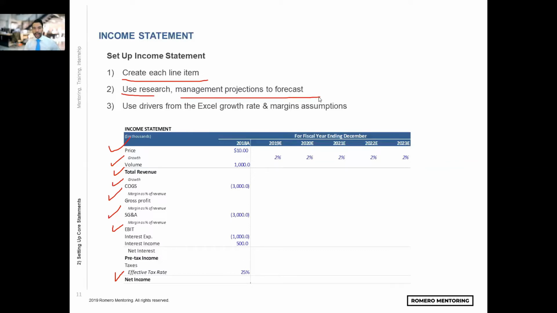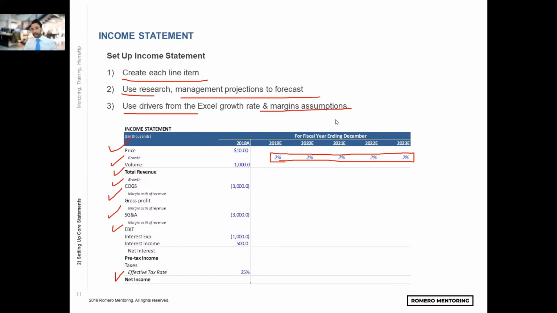In this particular exercise, the projections for revenue have already been provided to us. Here it is. We're going to assume a growth rate of about 2%, which is historically the growth rate of inflation. And number three, we're going to use the drivers from our model or our Excel tab as our growth rate and our margin assumptions.